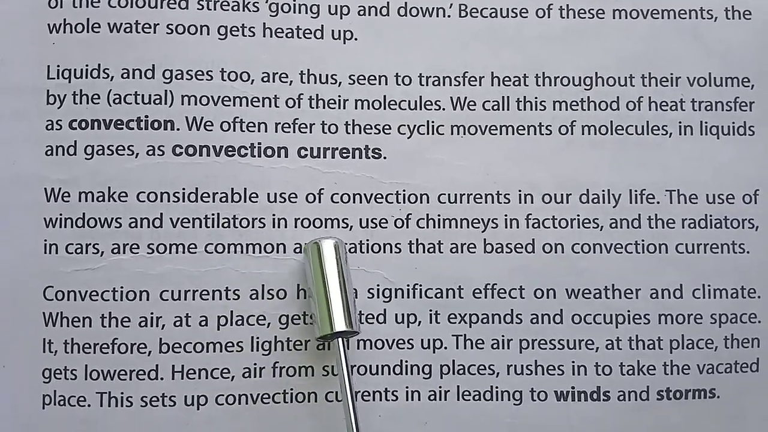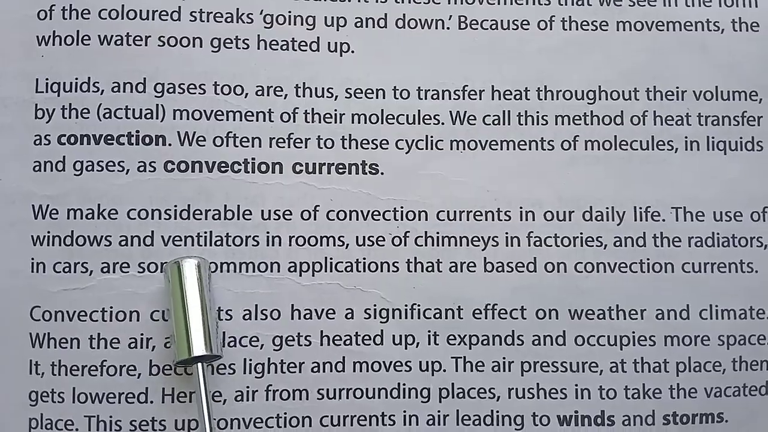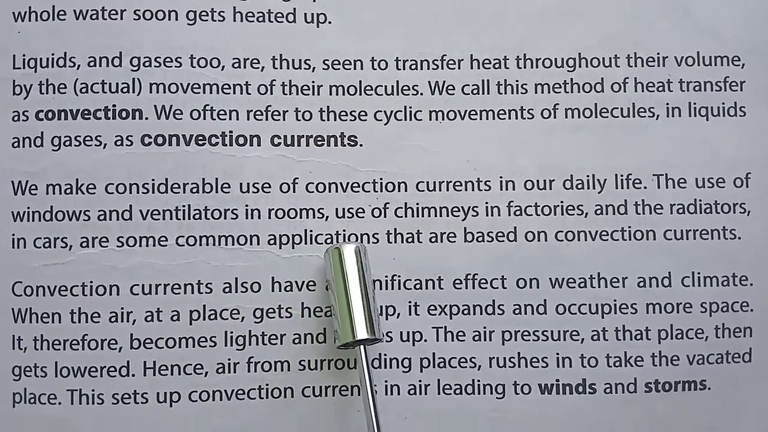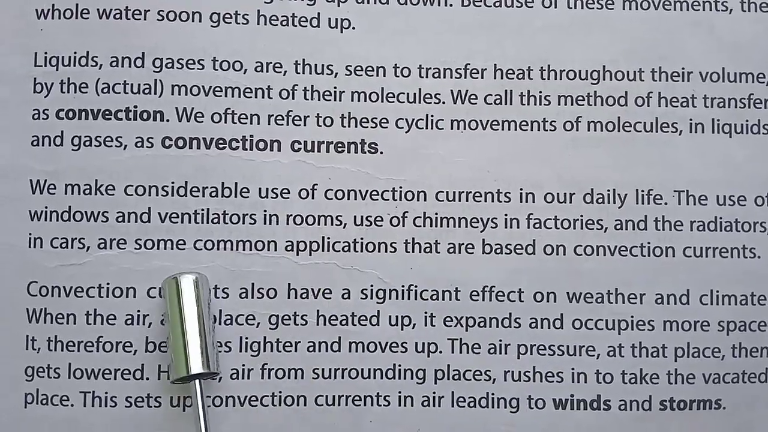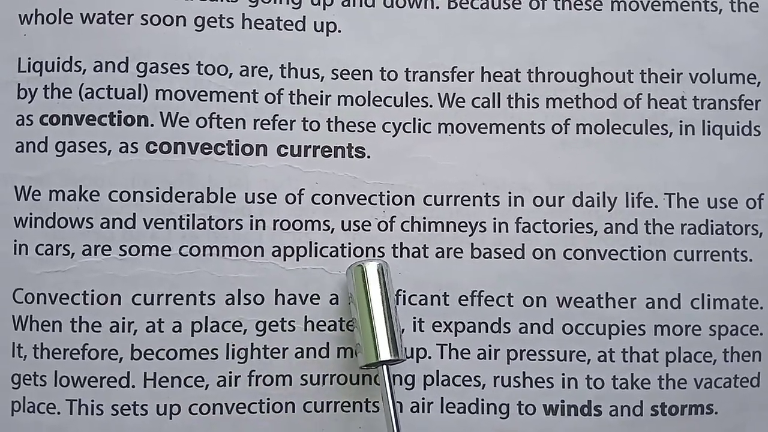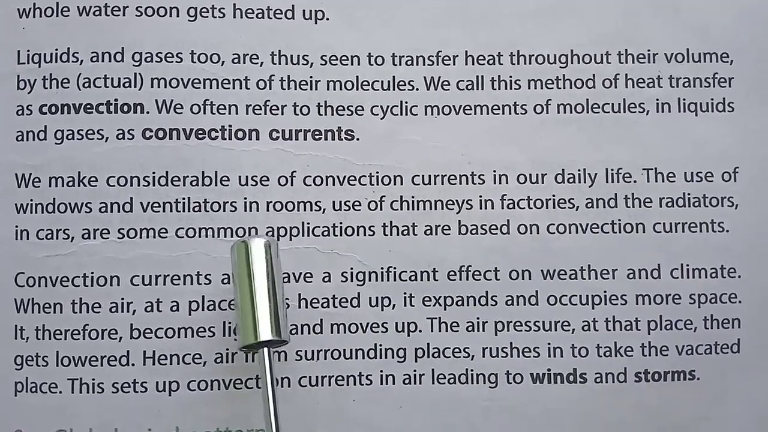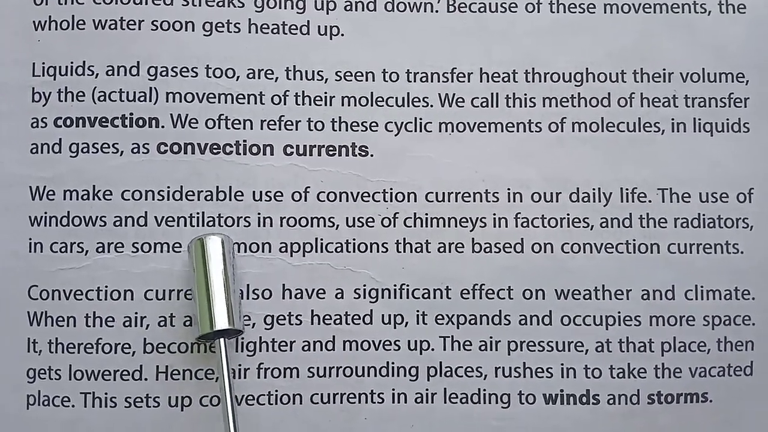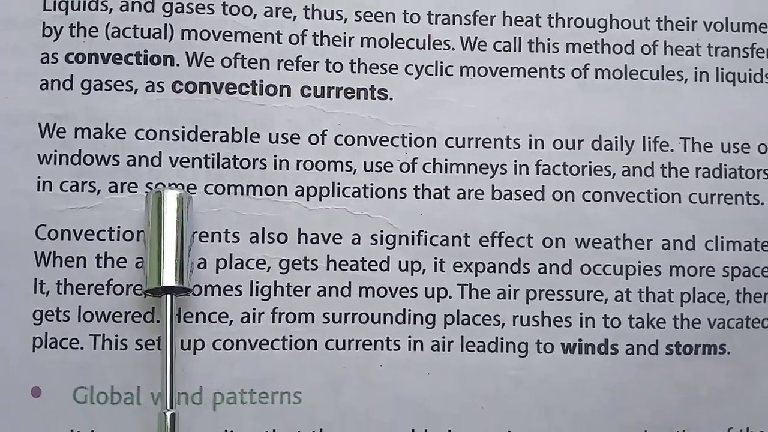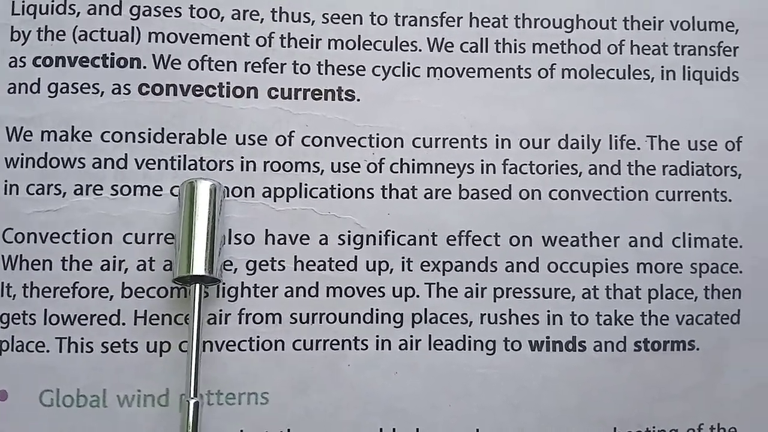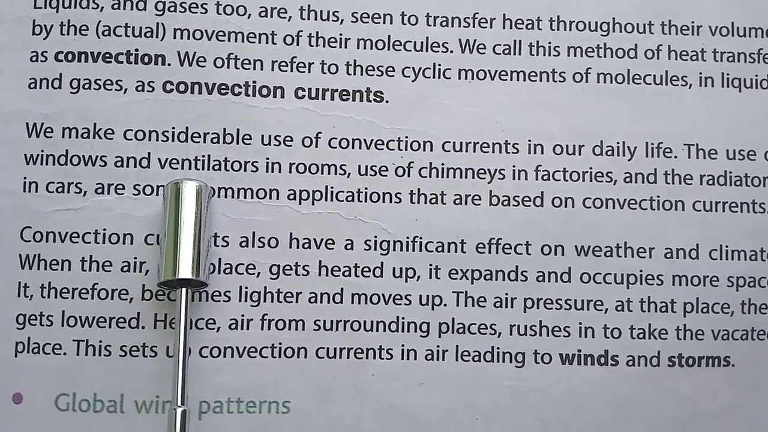We make considerable use of convection currents in our daily life. The use of windows and ventilators in rooms, use of chimneys in factories, and the radiators in cars are some common applications based on convection currents. All of us may have observed that ventilators in rooms are placed just below the roof level, whereas the windows are placed below that.